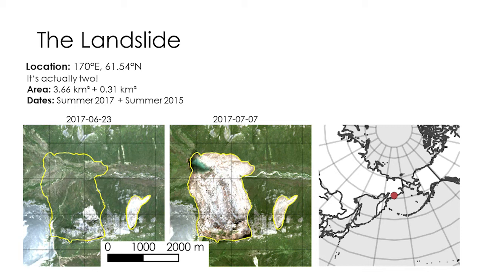So here I acquired some satellite imagery from the end of June and early July 2017, and found that it was a pretty big landslide. And there was actually a second one. The big landslide covered an area of more than 3.5 square kilometers. And there is also the small one, which covers 0.3 of a square kilometer. The big one must have occurred in summer 2017, and the small one in summer 2015. And it's located in the Kamchatka region in eastern Russia, northeast of the Kamchatka Peninsula.